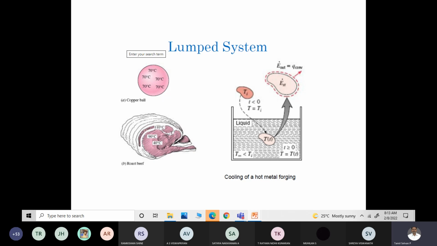That type of system is assumed to be a lumped system, and that type of heating process is said to be Newtonian heating, or the type of cooling is said to be Newtonian cooling. So the process in which the internal resistance of a solid or body is almost negligible compared to the convective resistance is said to be a lumped system.